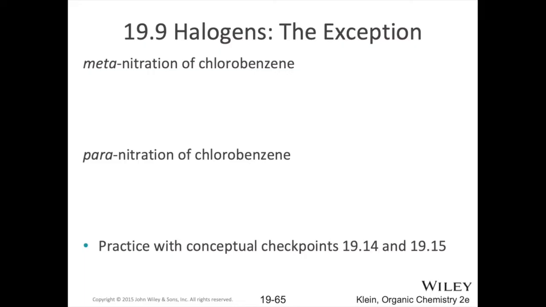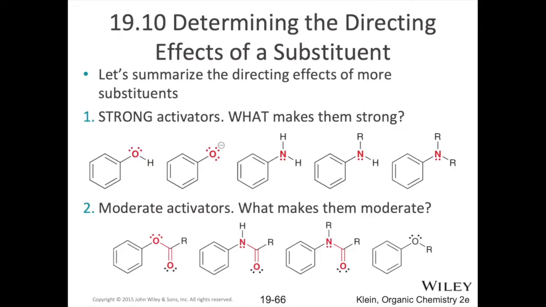Okay, and again, it's due to that extra resonance structure and that stabilization that arises from that. Okay, so let's summarize this. Let's look at different substituents on our benzene and ask ourselves, what category can we put this in, and what do all the different examples in these categories have in common? How can we look at a substituted benzene and immediately know what type of group this is?